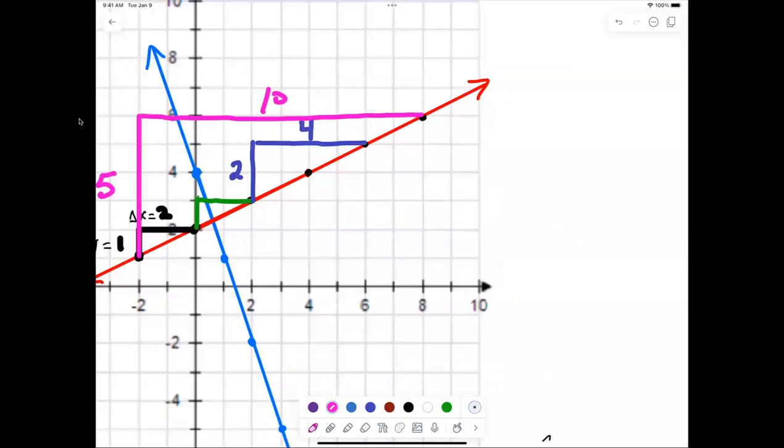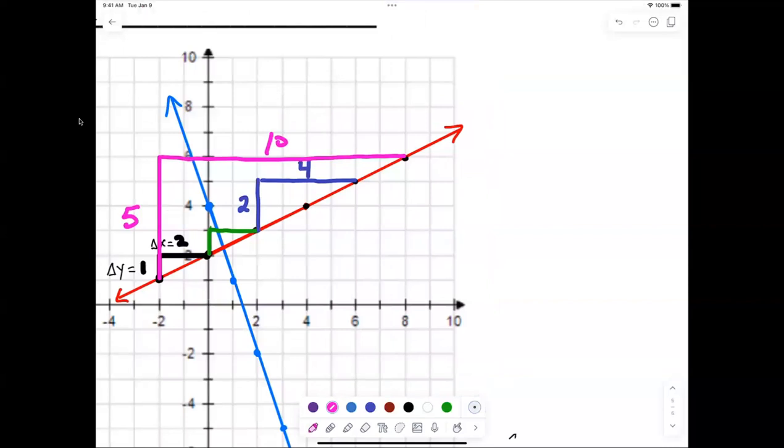Now, what if I pick this point right here? Look, right here. If I pick this point right here, and I pick this point right here, and I did the rise over run, just for those of you who couldn't see it. Let's say I pick this point and this point. What's the rise over run going to be?